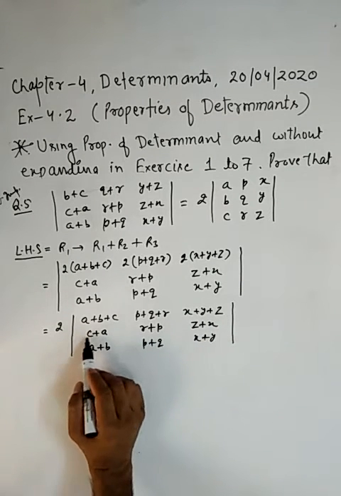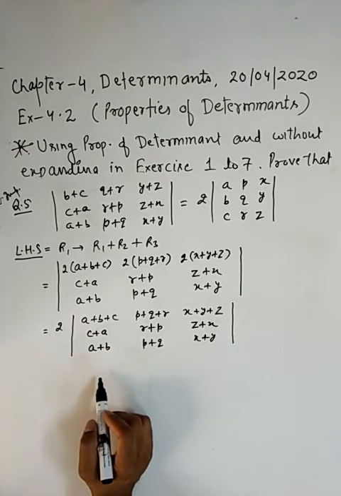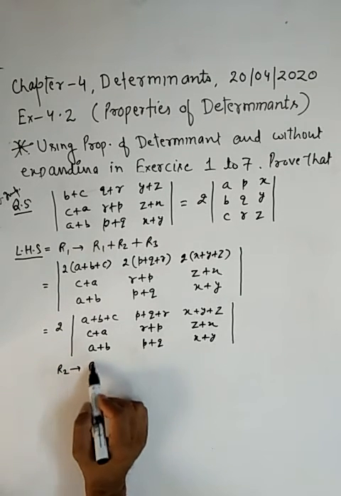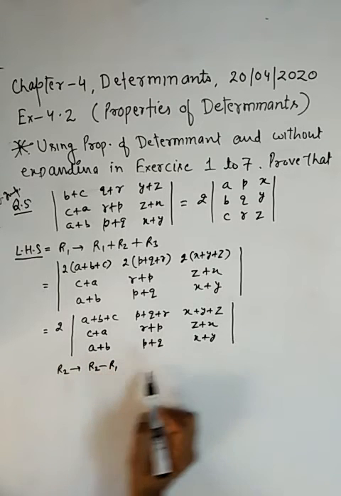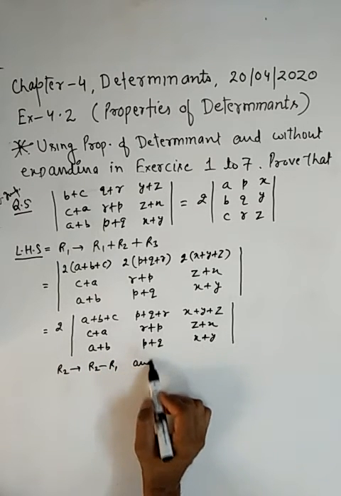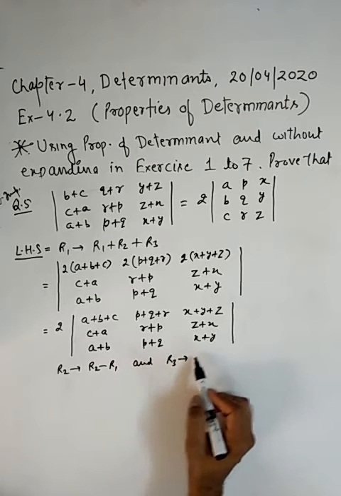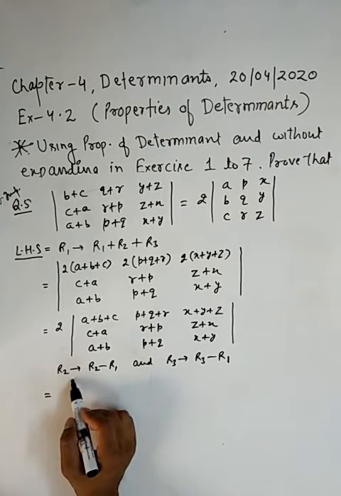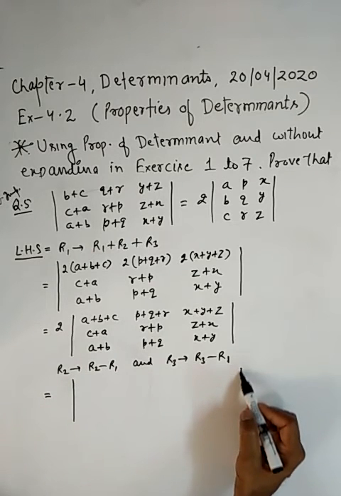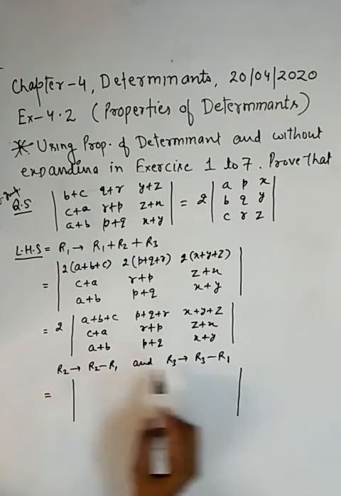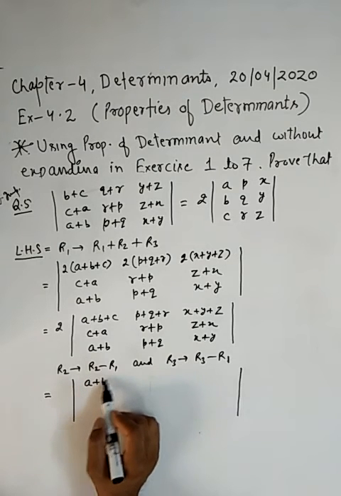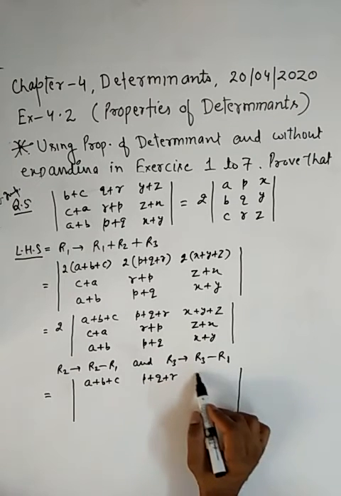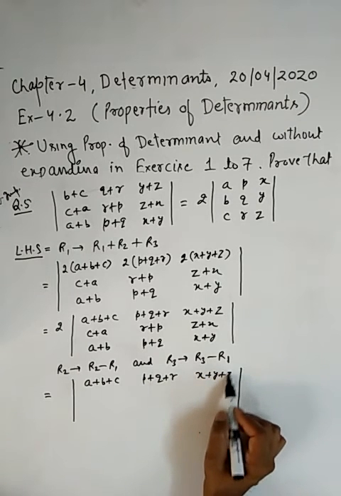Now subtract, we are changing row 2 and row 3. How will you change? Row 2 is to be changed row 2 minus row 1, and row 3 will change row 3 minus row 1. When you apply this property, so row 1 is not changed. A plus b plus c, p plus q plus r, x plus y plus z.